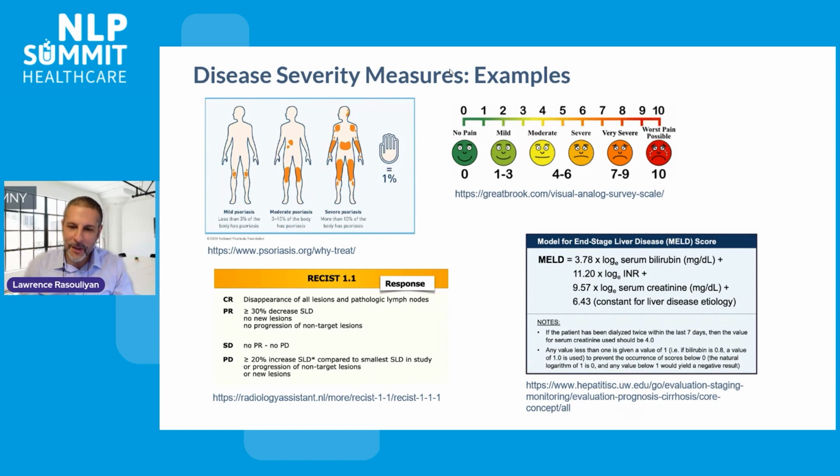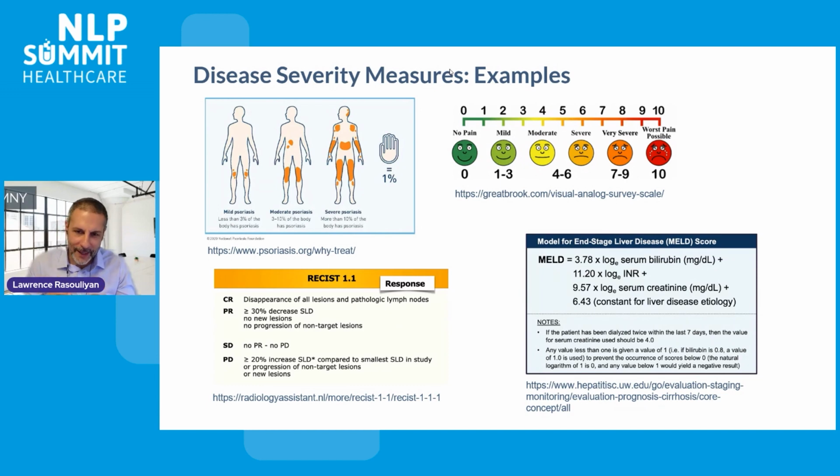You take this one lab measurement, you take the natural logarithm of it, you multiply it by something, you add it to this other thing that you've already taken the natural log of, you add this constant, etc. And if you look at the notes, it's actually even more nuanced, right? They have a rule. If the patient had dialysis twice in the last 7 days, then this value actually equals this instead of what you measured. So here's an example of something that's really objective, right?